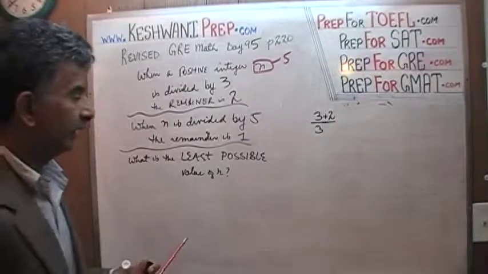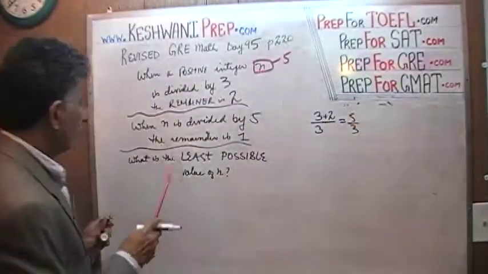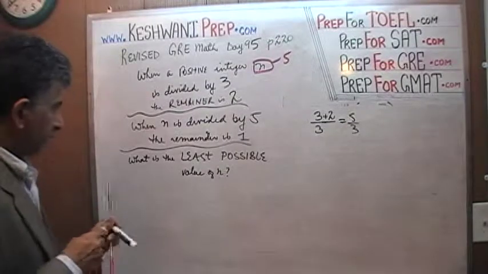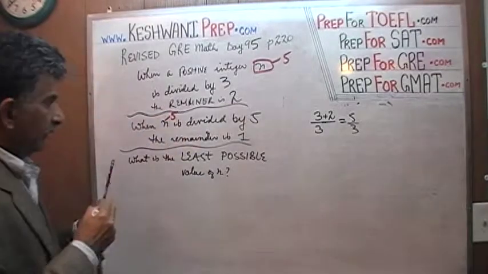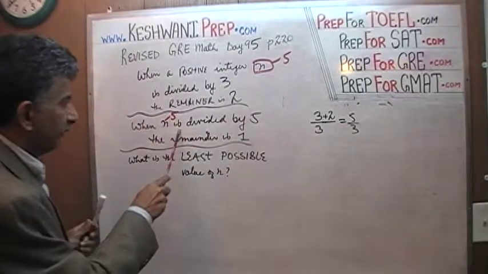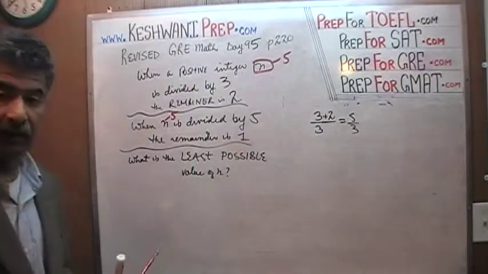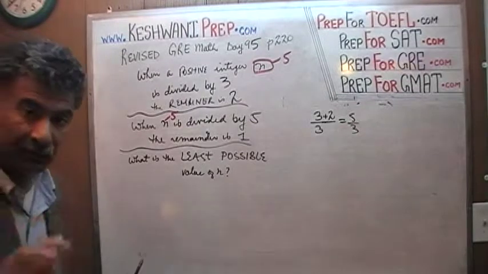The problem is that when we plug in 5 here, 5 divided by 5 does not give us a remainder of 1. 5 divided by 5 gives us a remainder of 0. So that is not the answer. We need to go next round.